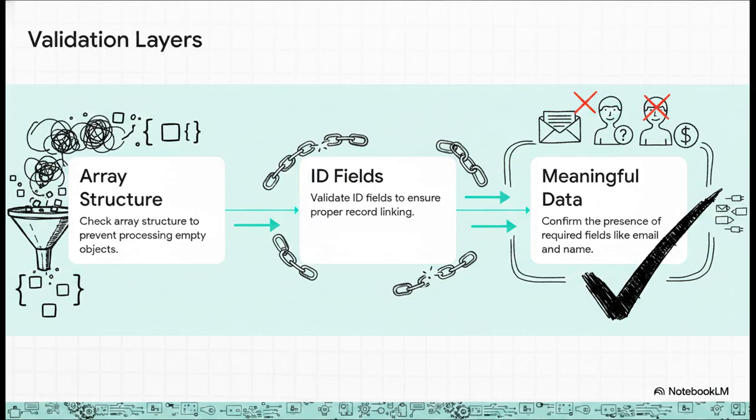Step 1 checks the array structure, making sure we aren't just processing empty objects that somehow look valid to the system. Step 2 validates ID fields so records link up properly. And Step 3 confirms the presence of actual, meaningful data. Because let's face it, an ID is completely useless without an email address or a name attached to it. By filtering out all that junk data before it clogs the system, this specific validation pattern achieves an unbelievable 99.7% workflow reliability in real production environments.